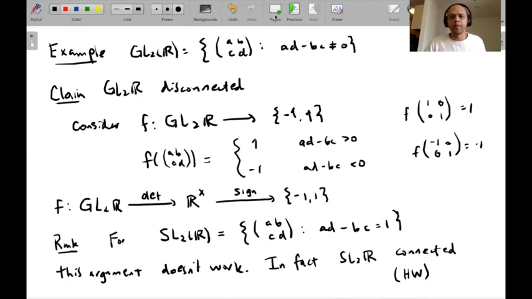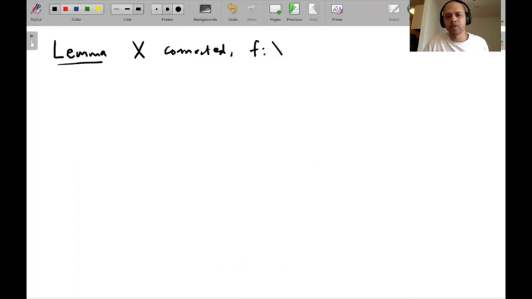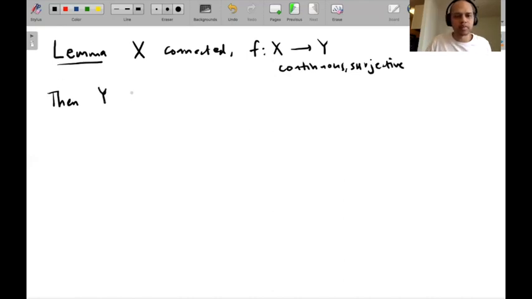Okay. Let me tell you now another lemma about connectedness and continuity. So let's take X connected and f a continuous function from X to some other space Y. And let's say it's surjective. So then Y is connected.